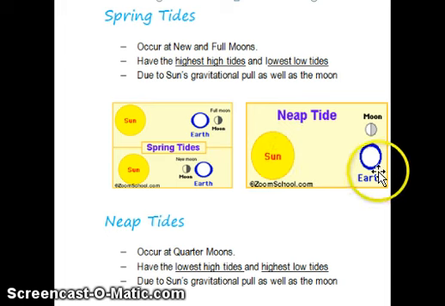A neap tide happens at a quarter moon. So we're going to have the sun, earth, and moon at a right angle to one another. So now we don't have the sun and moon pulling in the same direction. So we're not going to have these really high tides anymore. What we see is that we have our lowest high tides because the sun and moon are pulling in different directions, and we have our highest low tides. So depending upon where the moon is in its revolution around the Earth will cause a difference between our high tides and our low tides.